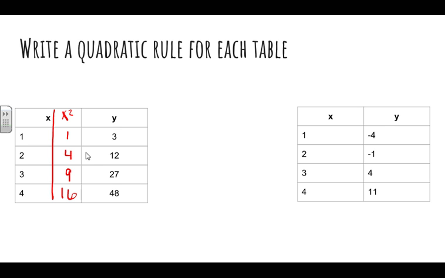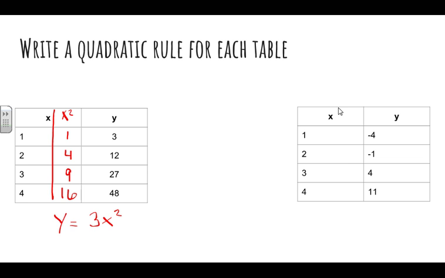Maybe we're multiplying a constant from x squared to get y. So what times 1 gives you 3? 3. So 4 times 3, is that 12? Yes, it is. 9 times 3 is 27. And 16 times 3 is 48. So we have a constant. We are multiplying by 3. So that must mean that our function rule is y equals 3x squared.